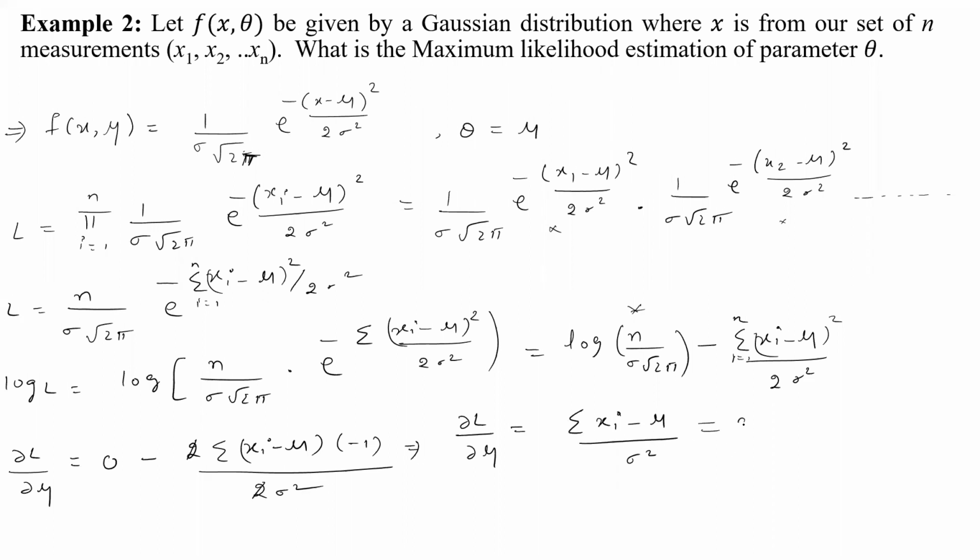Now you have to equate this to 0. So sigma square goes this side, becomes 0. So this will become summation of xi minus mu is equal to 0. So this will be summation of xi minus summation of mu is equal to 0.